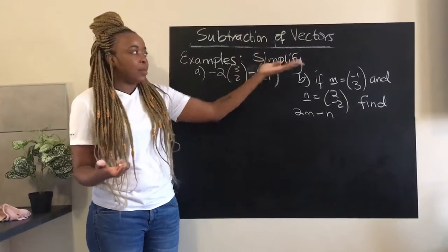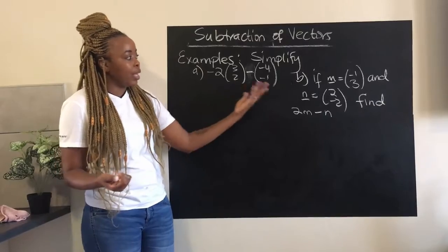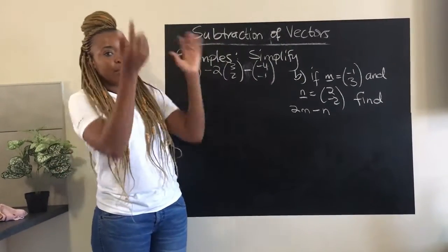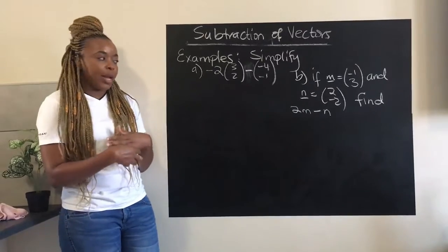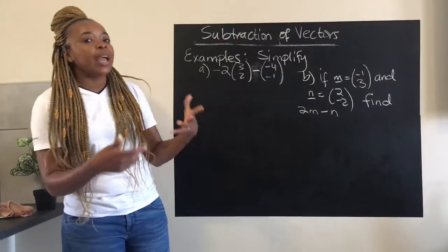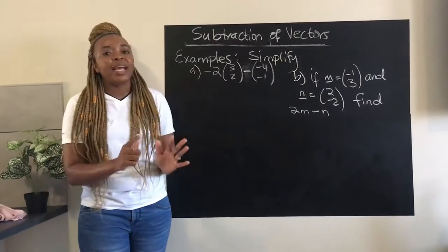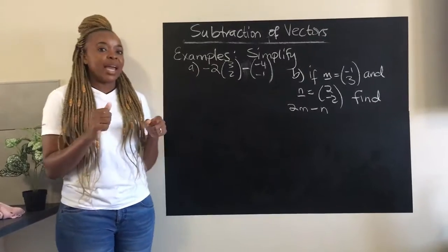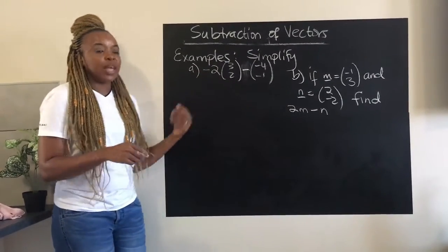A question could be like: simplify, and then we have, for example, in A, negative 2 times the vector (3, 2), minus the vector (negative 4, negative 1). Or in B, if vector M is (1, 3) and vector N is (2, negative 2), find 2M minus N. So, we're going to start with A here.